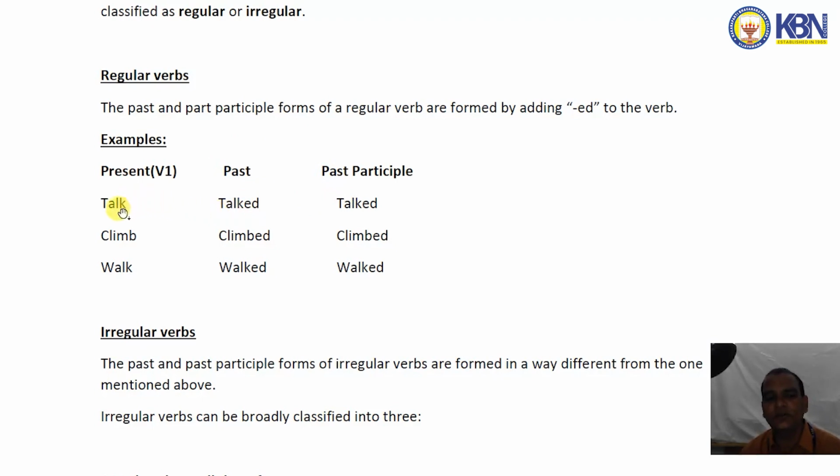Then let us take a verb talk. If you add as a suffix that is ed to that base form of the verb talk, then talk can become talked. So past participle form also talked. So talk, talked, talked. Climb, climbed, climbed. Walk, walked, walked. So how can we form the regular verbs? By adding ed as a suffix to that base form, then automatically we can form many regular verbs in this way. So this is about regular verbs.